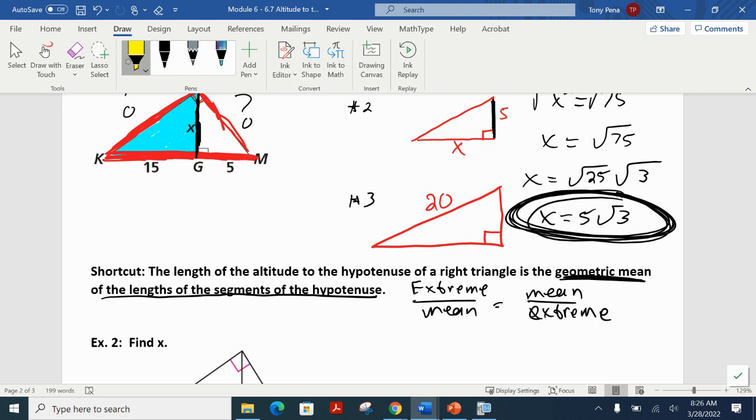All right, and then let's read through this one more time really carefully. The length of the altitude to the hypotenuse of a right triangle is the geometric mean. So notice where we have the word mean. That is the length of our hypotenuse. So the length of our hypotenuse right now, if we were to set this up with this shortcut, that's going to be your x. Okay, so I'm going to erase this. X is what we were looking for. That is the altitude. So we're going to put the x's right there.